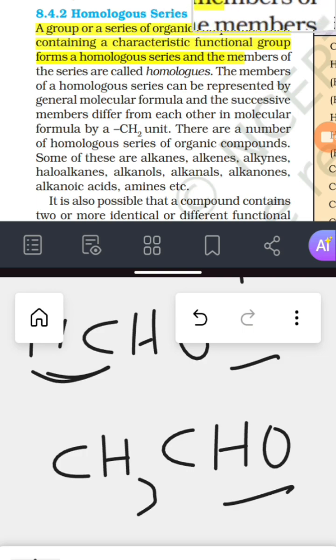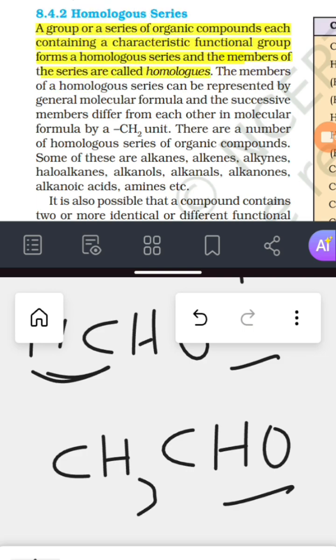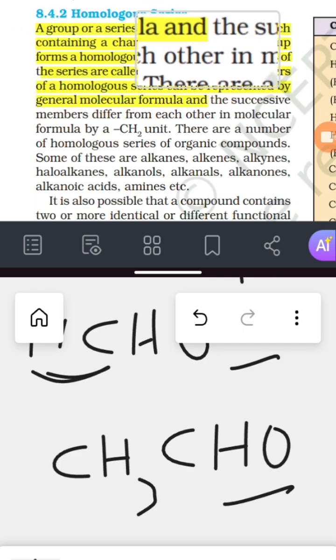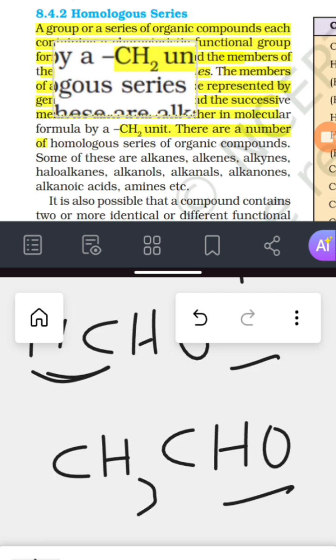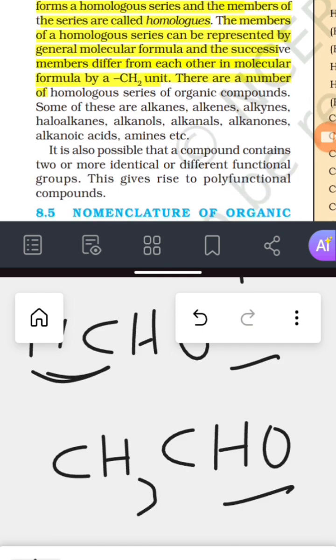So this is what members of the series are called, homologous series. Just by adding CH2 and getting the next higher member is nothing but homologous series. The members of the homologous series can be represented by a general molecular formula, and the successive members differ from each other in molecular formula by CH2 unit only. Why? Because we are adding only CH2 group.